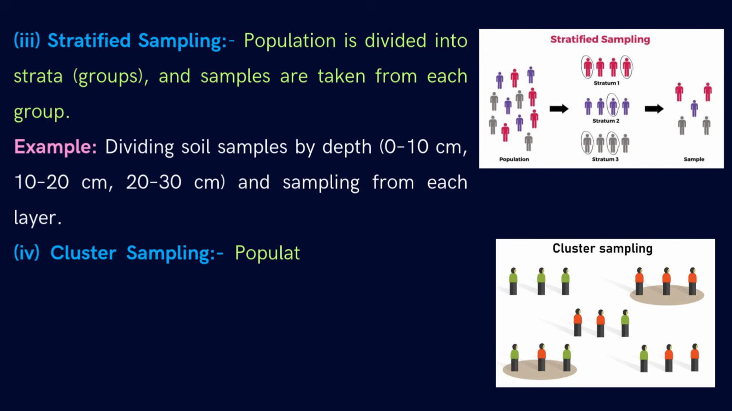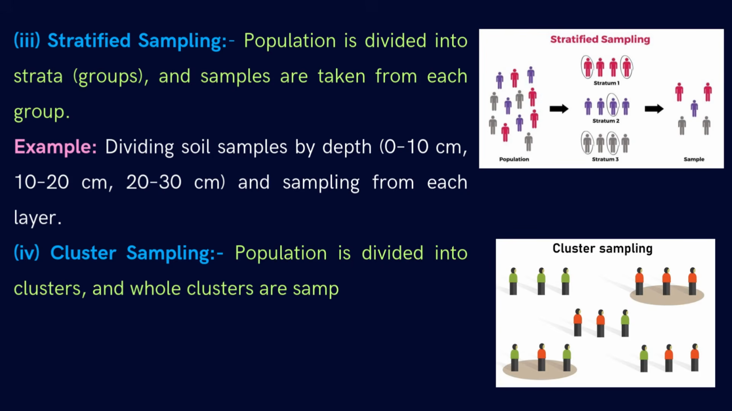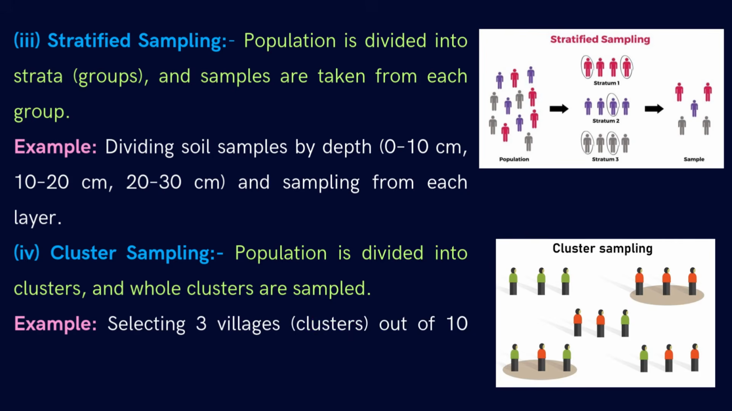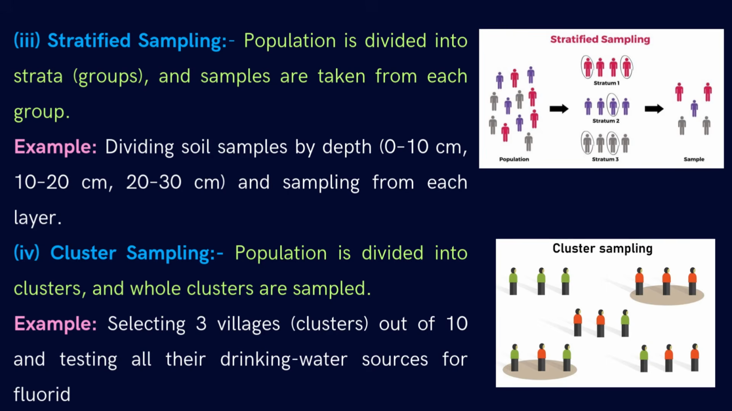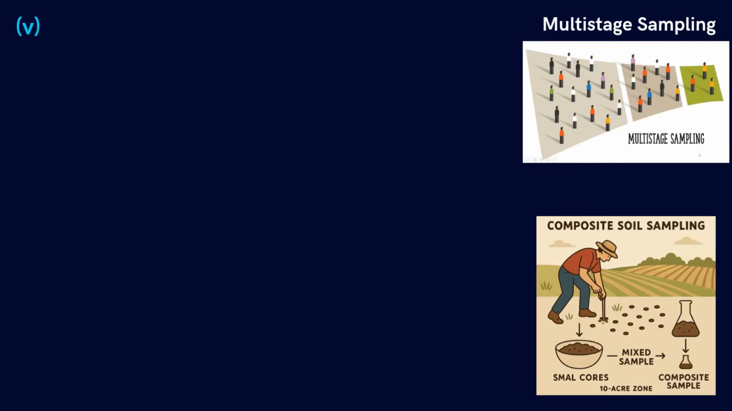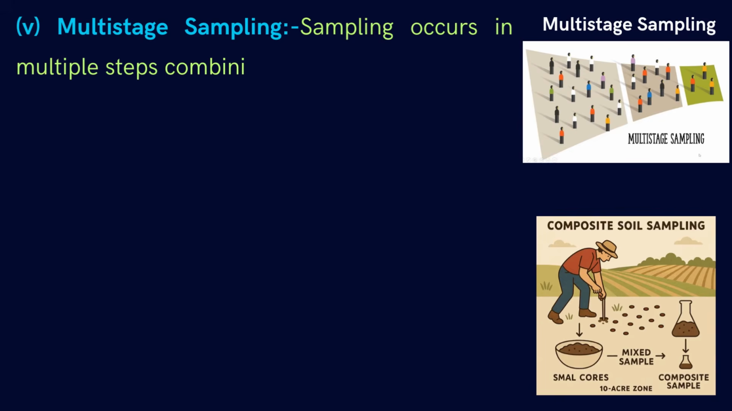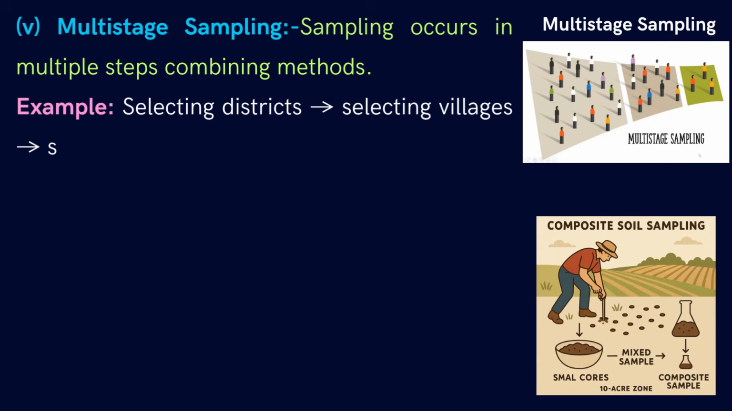from each layer. Fourth one is cluster sampling. Population is divided into clusters, and whole clusters are sampled. Example: selecting 3 villages, clusters, out of 10 and testing all their drinking water sources for fluoride. Further, fifth one is multi-stage sampling. Sampling occurs in multiple steps combining methods. Example: selecting districts, selecting villages, selecting wells for water testing.